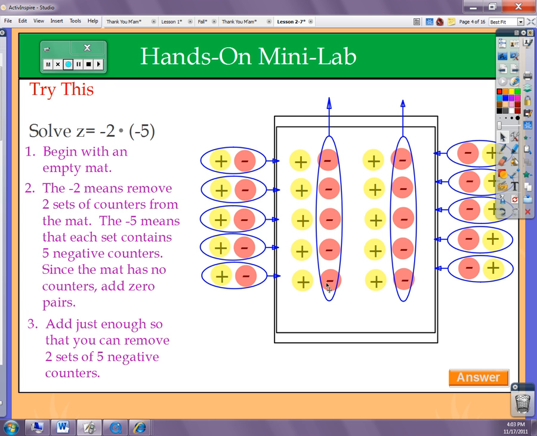Now that I've been able to represent that with my 0 pairs, I can remove the negative 5 right here and the negative 5, which will give me my 2 sets of negative 5 being removed. What's left on the mat are the yellow counters, which are 10 positive counters. So again, z equals negative 2 times negative 5, and in the end, z equals positive 10.